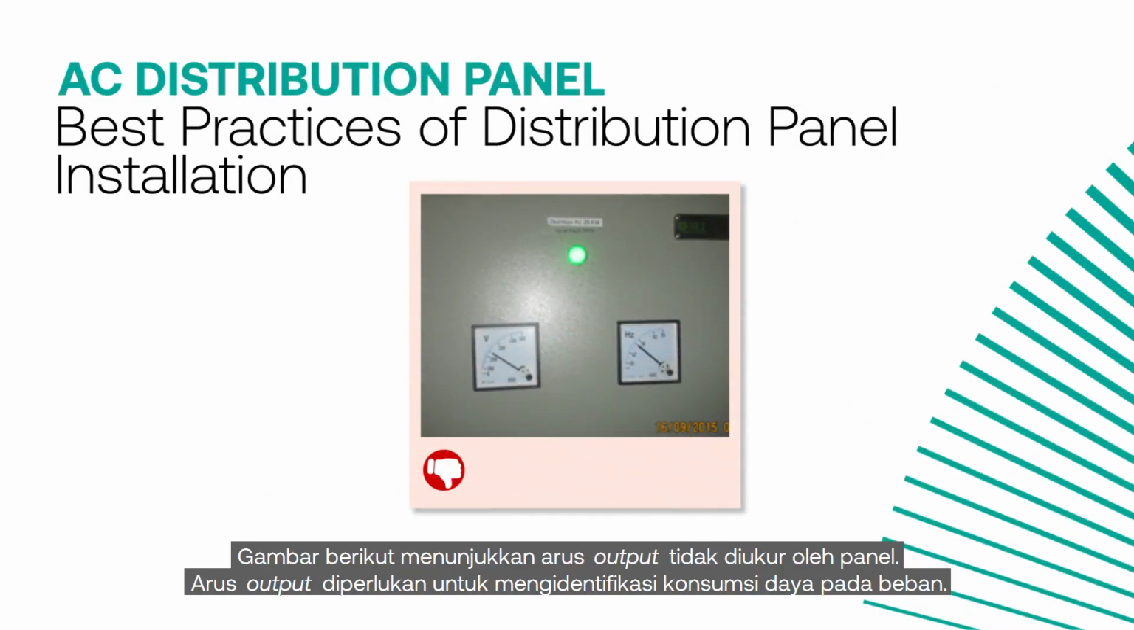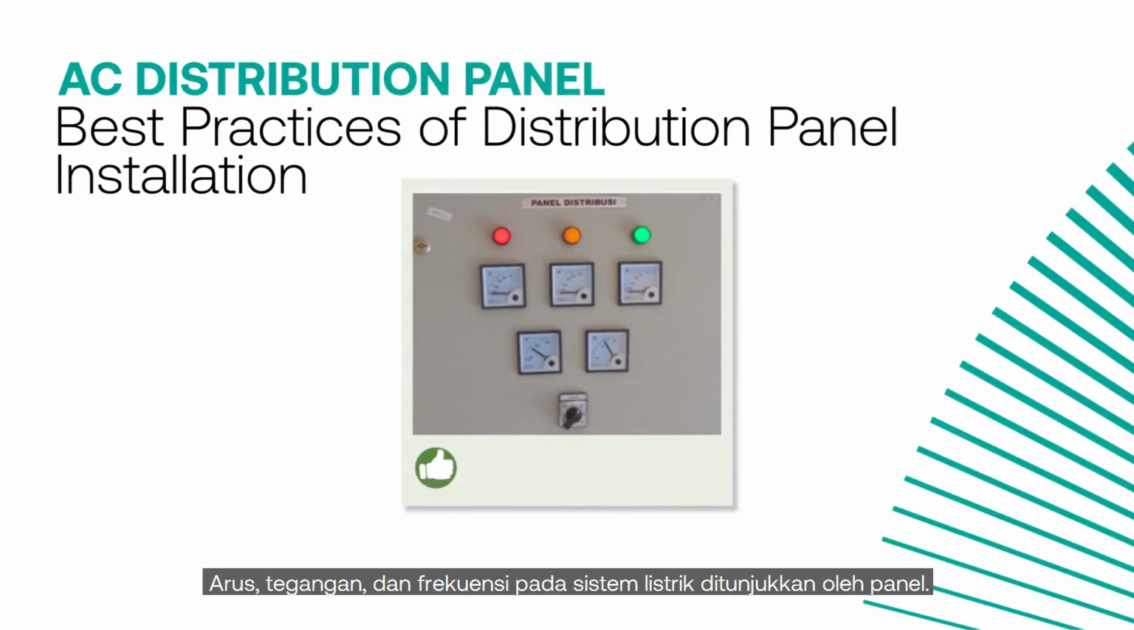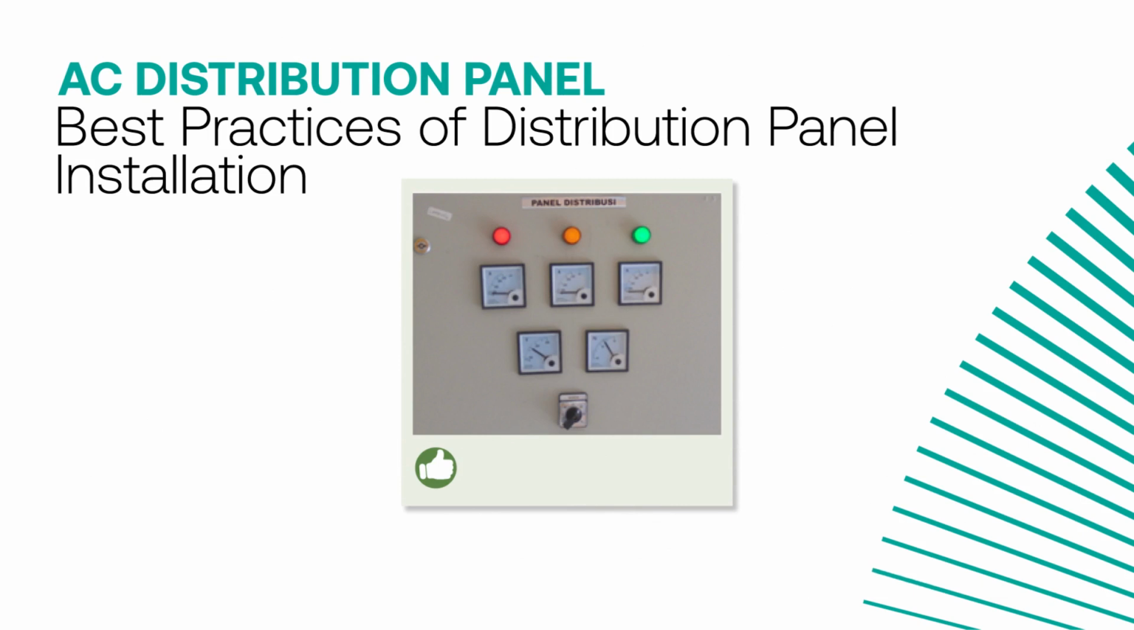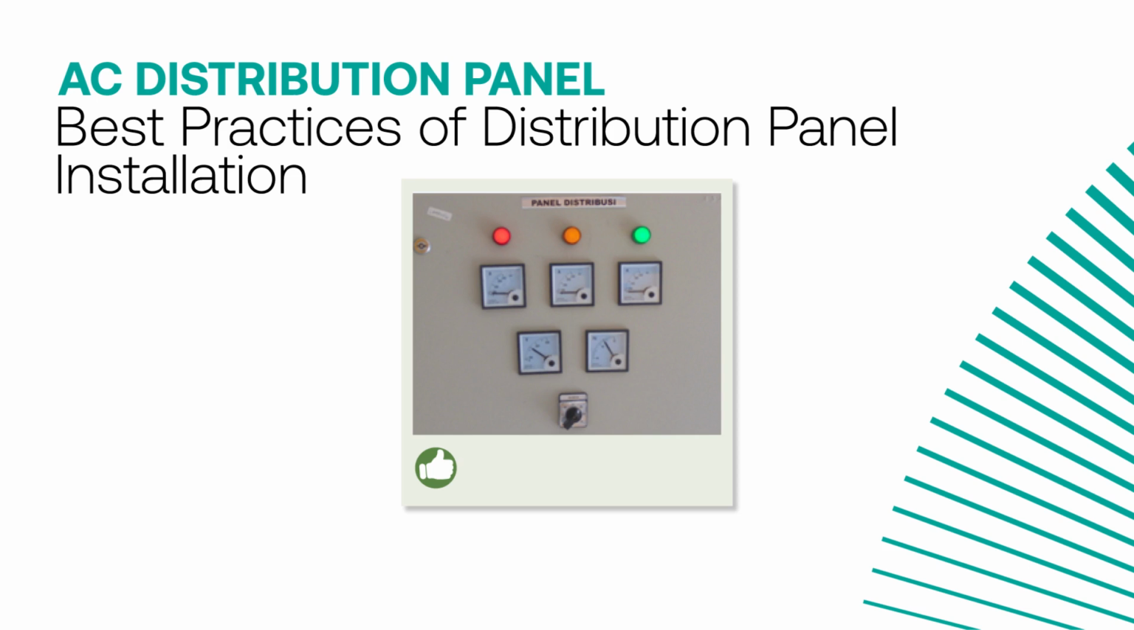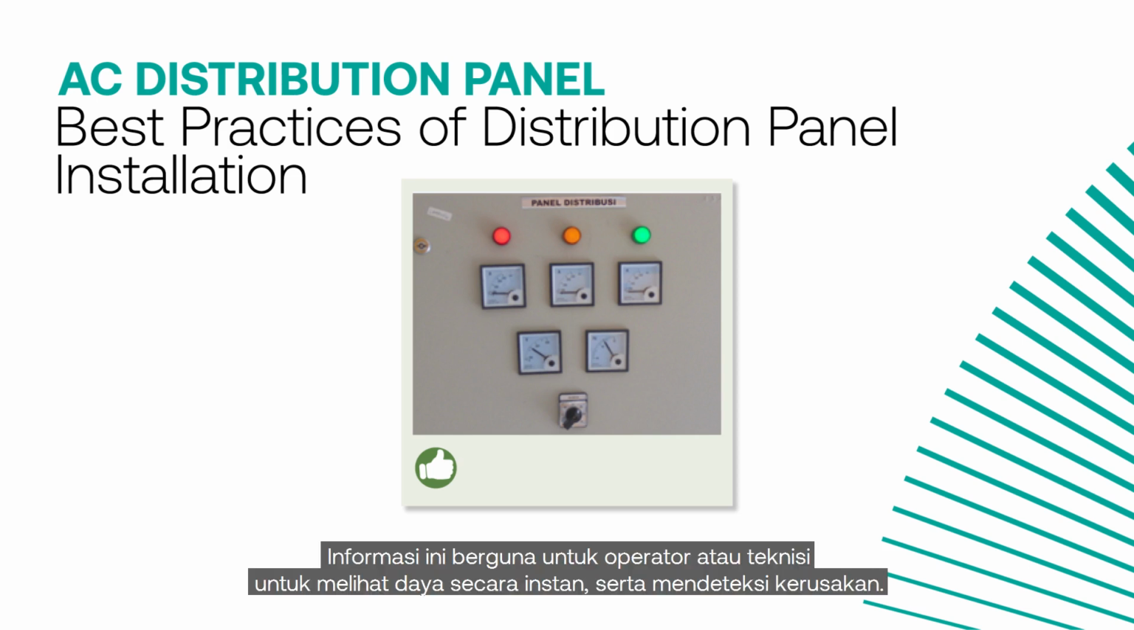The picture shows that the output current is not measured by the panel. Output current is needed to identify the power consumption of the load. Current, voltage, and frequency of the electrical system are shown on the panel. Voltage and current measurement of the output should at least be installed on the panel to display the power delivered to the loads. The information is useful for the operator or technician to see the instantaneous power as well as to detect faults.